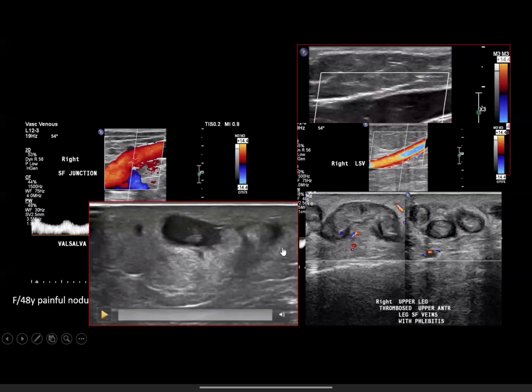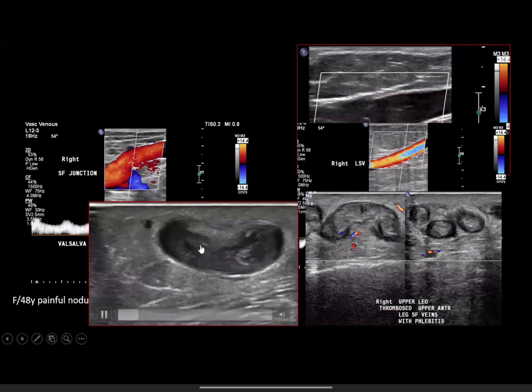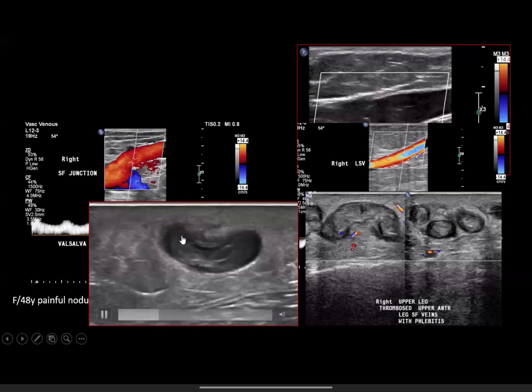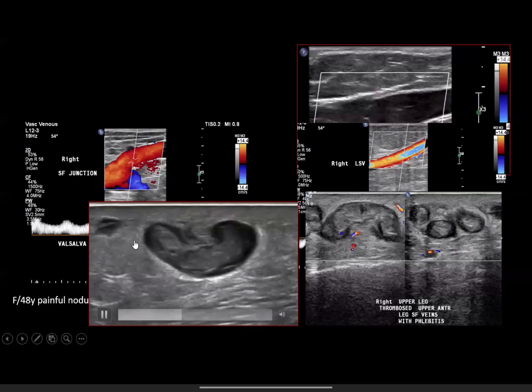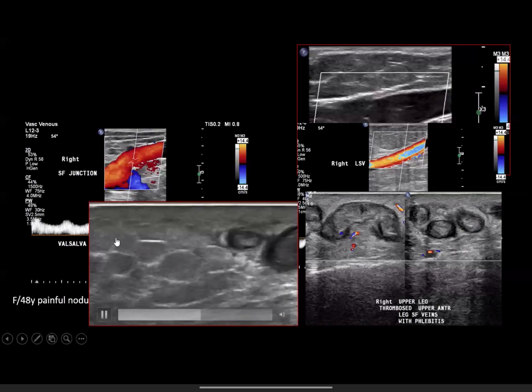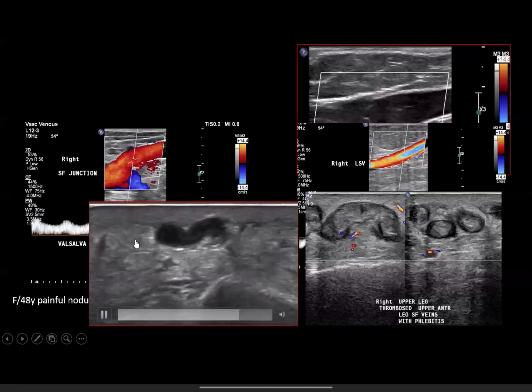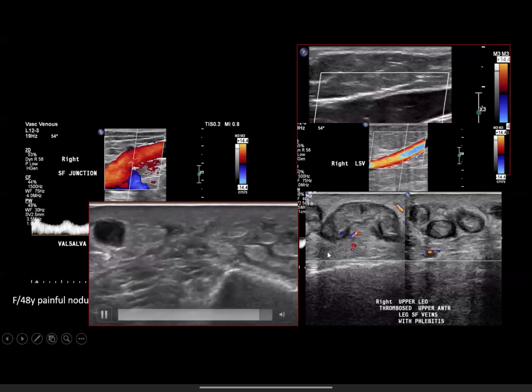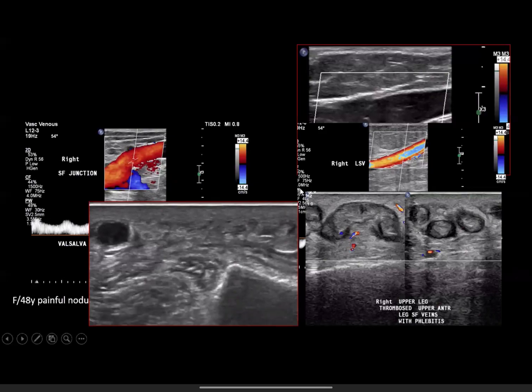So this is how we can see the nodular swelling, the tortuous veins with changes of inflammation, phlebitis and thrombosis. So these are basically thrombophlebitis of the varicose veins along with saphenofemoral junction and great saphenous venous insufficiency.